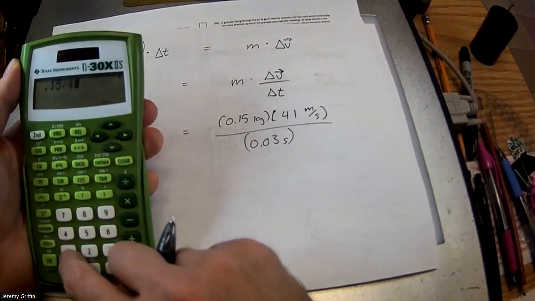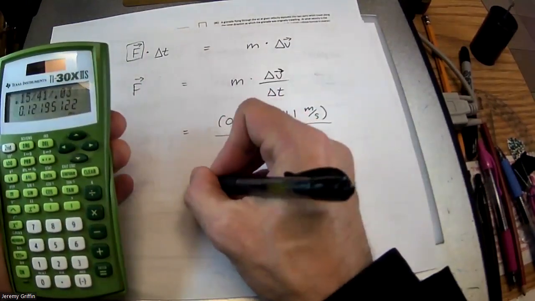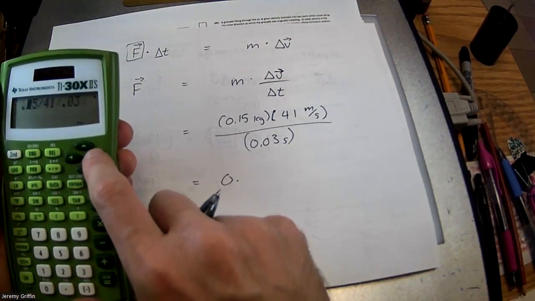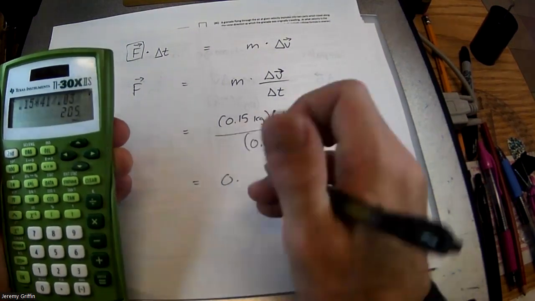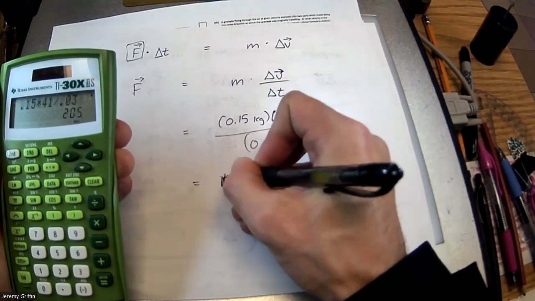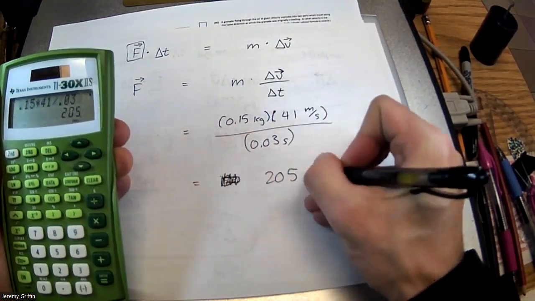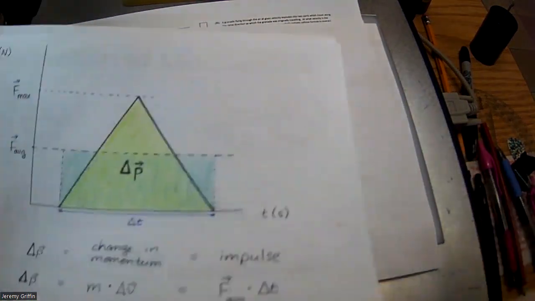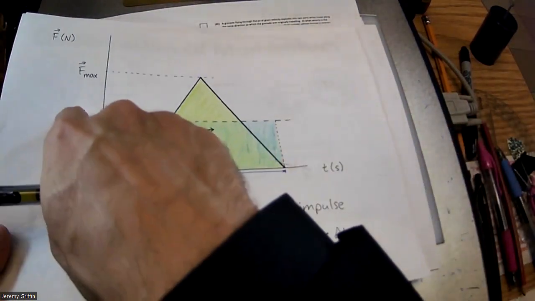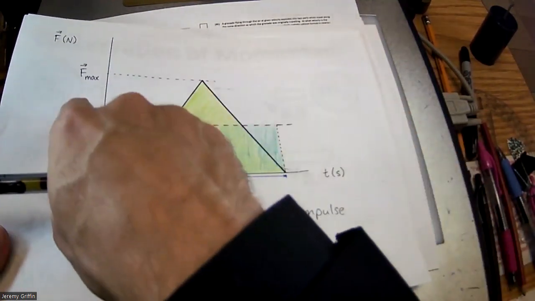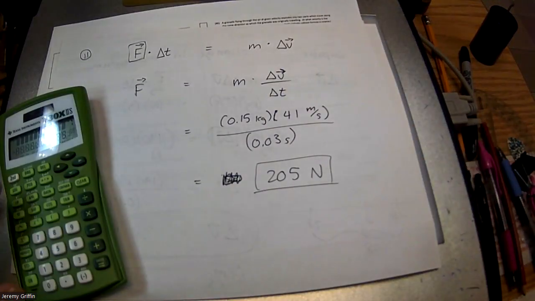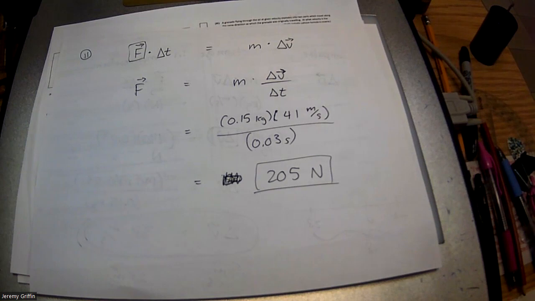So what is the average force from this set of numbers? 0.15 times 41. There we go. 205 newtons. Again, that's just an average force, and that's all I asked you for. But if you wanted a bigger context, we're talking about this right here, right? So the maximum force is probably about double that. But there you go. Average force from the bat on the ball. You guys good there?